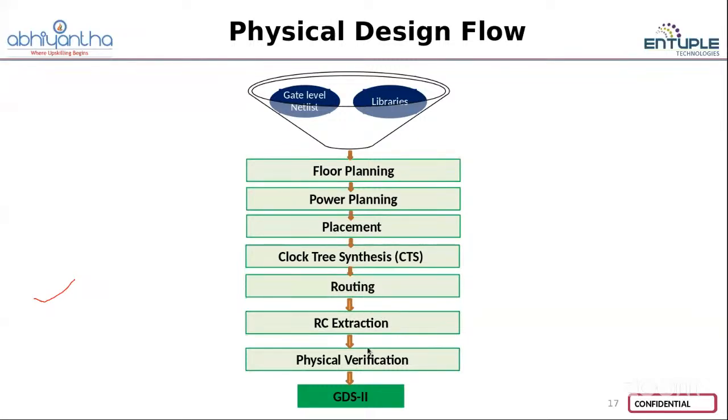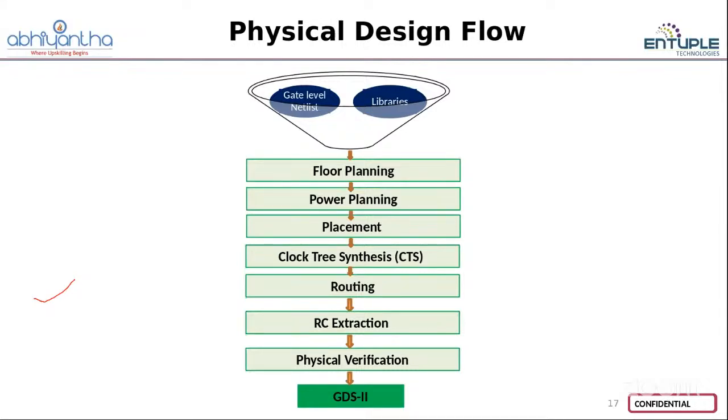So once it is done, the physical parameter will be there. The physical parameter is your physical verification, which is done with the help of Pegasus, as I mentioned. This physical verification includes your DRC and LVS. As for DRC, so many DRCs are also available.